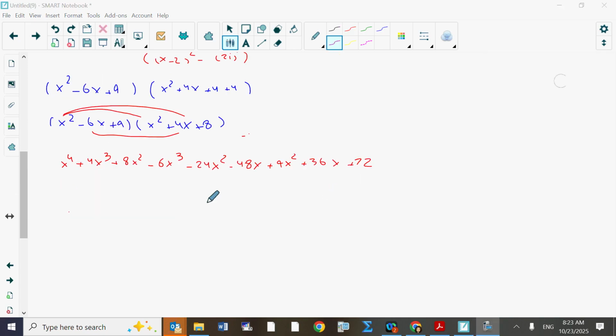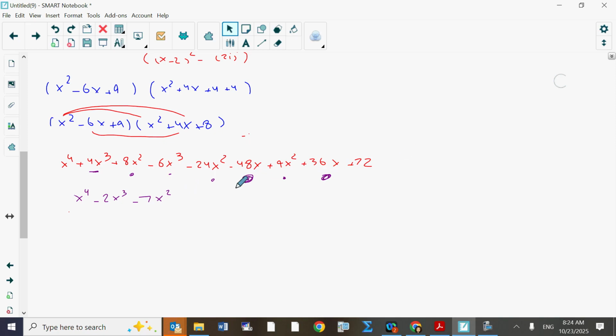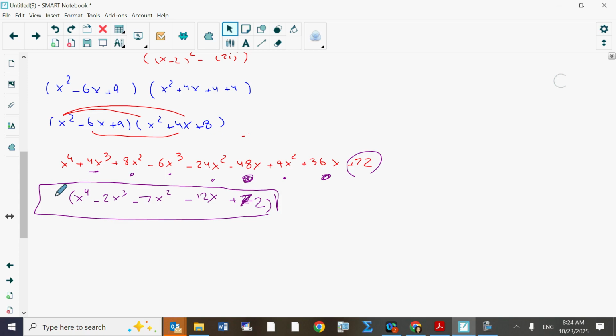When you simplify and combine the like terms, this is what you're going to have. x to the power of 4, and then the power of 3's will be negative 2x to the 3. The power of 2's are these 3. When you combine, it's negative 7x to the power of 2. And the power of x's are these 2, which is going to be negative 12x, and the last one is 72. So this is my polynomial, but remember that there was a leading coefficient of a here.